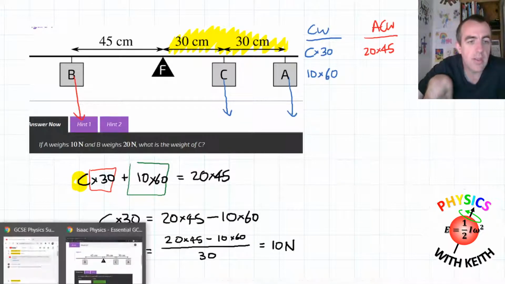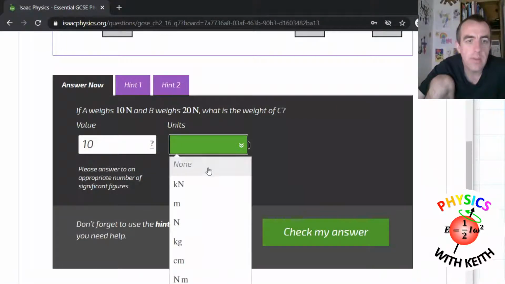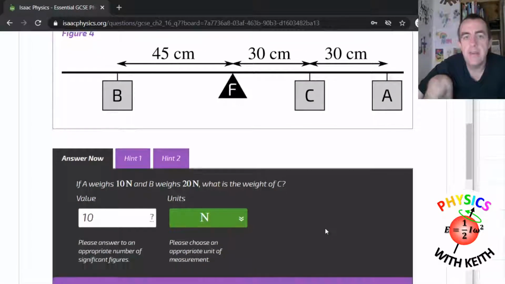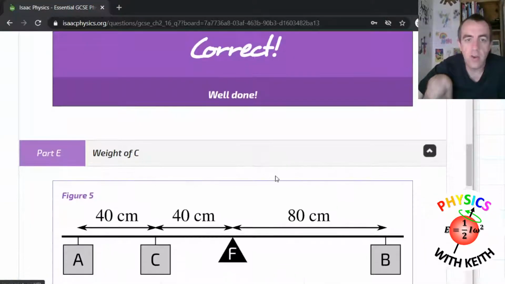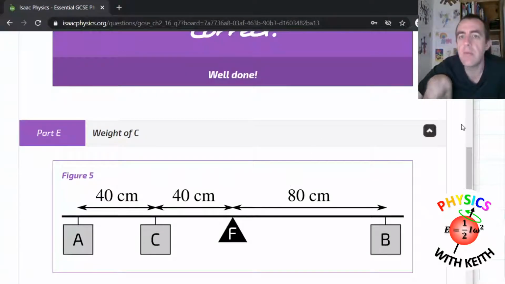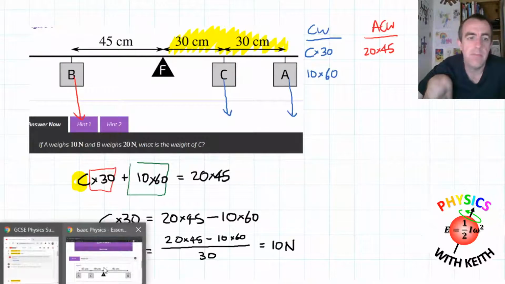So we get the thing open, type in our 10 newtons. Okay, good. And job done. And then it goes on, and it's the same sort of question again. I'm not going to bother doing this one. You can do this one yourself. But use the same approach of stacking up your clockwise and anti-clockwise, then writing out like that and putting your numbers in.